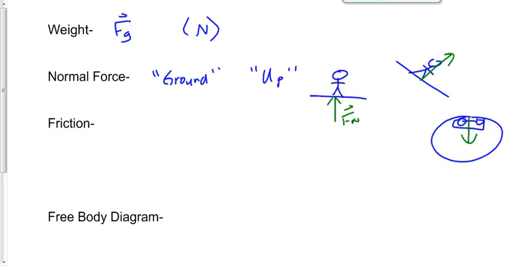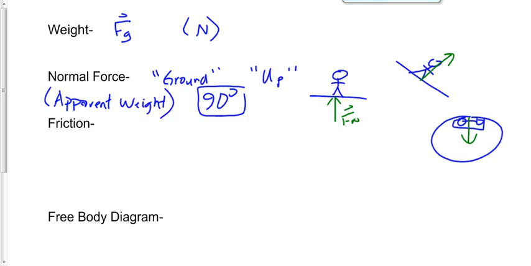Bottom line is the normal force, whether it's the ground like it usually is, whether it's pushing up like it usually is or not, it's always pushing at 90 degrees to whatever the surface is. That force of the surface you're on pushing at 90 degrees to that surface. You can see in all three of these diagrams, the normal force pushed at 90 degrees. The normal force, and this is important, is also equal to my apparent weight.